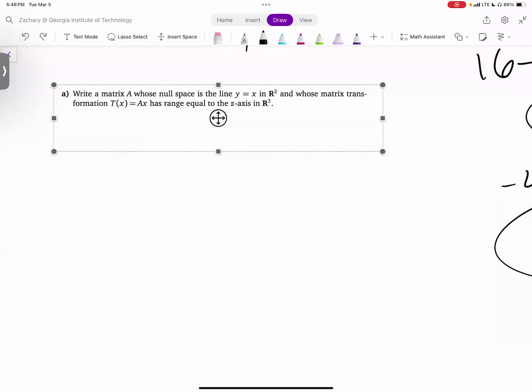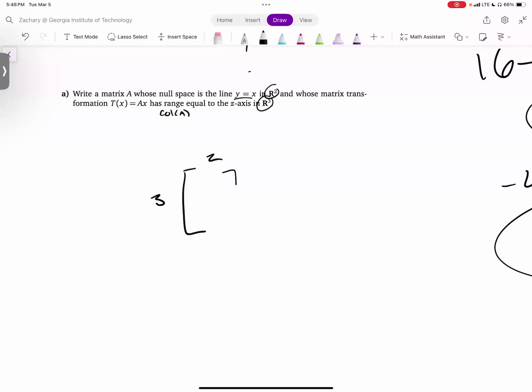One, the null space is the line y equals x in R2, and the matrix transformation has the range equal to the z-axis. So this null space is in R2. The range, or the same thing as the column space, is in R3. So that tells me I have a 3 by 2 matrix.